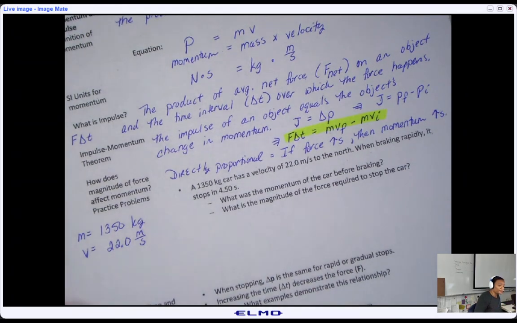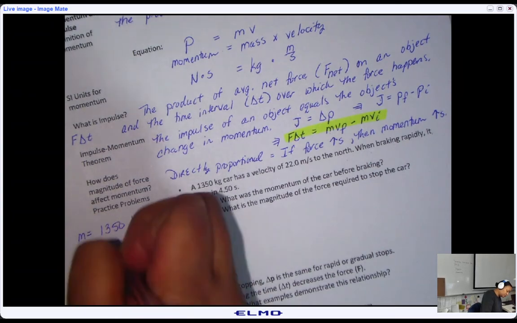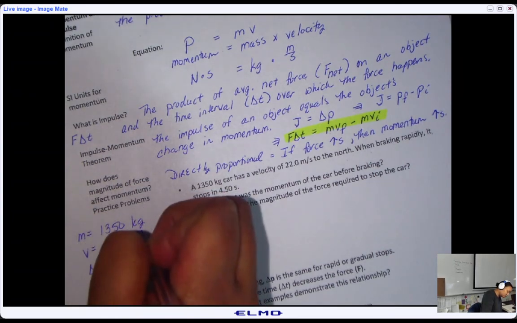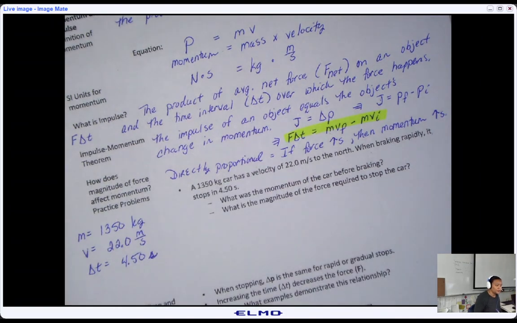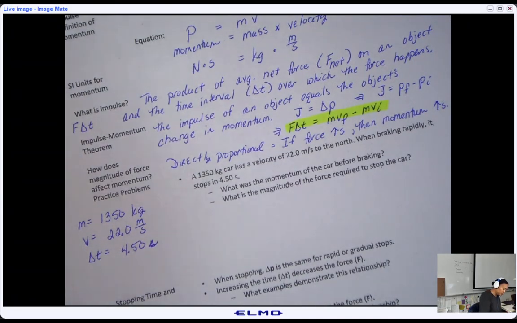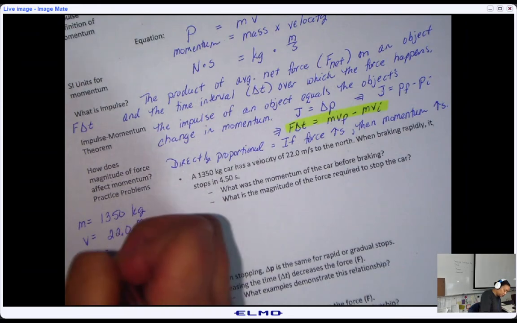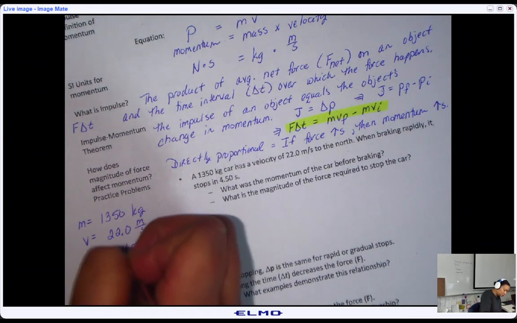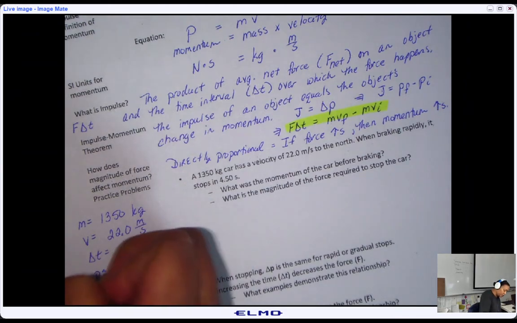It says when braking rapidly, it stops in, so that's your delta T, 4.50 seconds. Takes 4.5 seconds to stop. Two questions. What was the momentum of the car before braking? So you're looking for your initial momentum. And then it says, what is the magnitude of the force required to stop the car? So you're looking for your F.